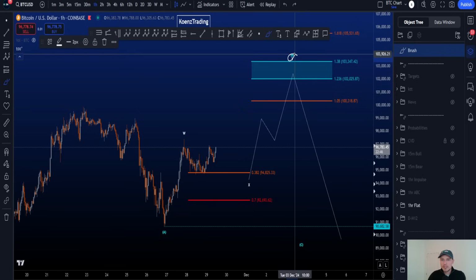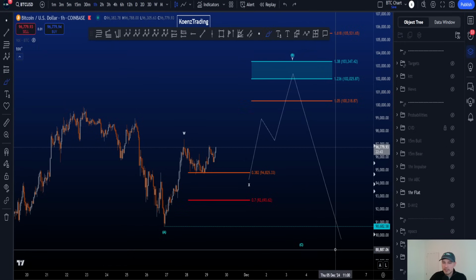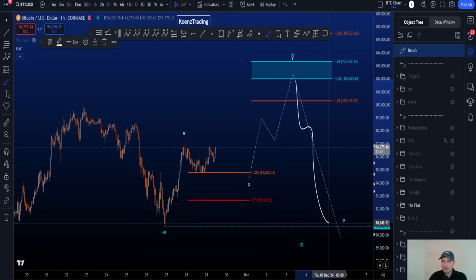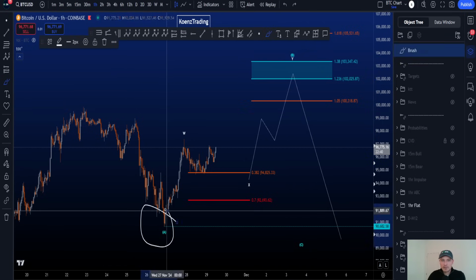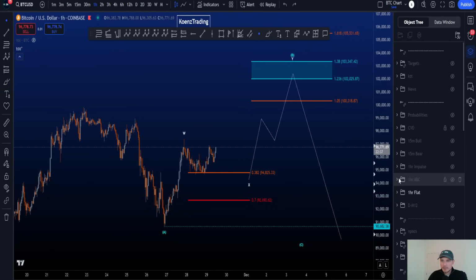Now, after your B, you then look for a straight line down in C, should be an impulse, 5-wave structure, 1, 2, 3, 4, 5. Take out the low of your wave A.